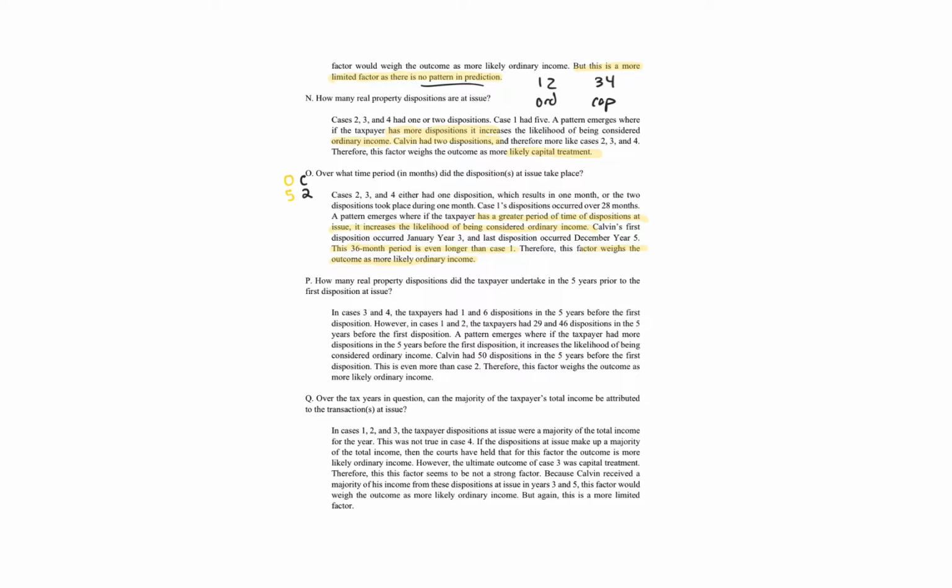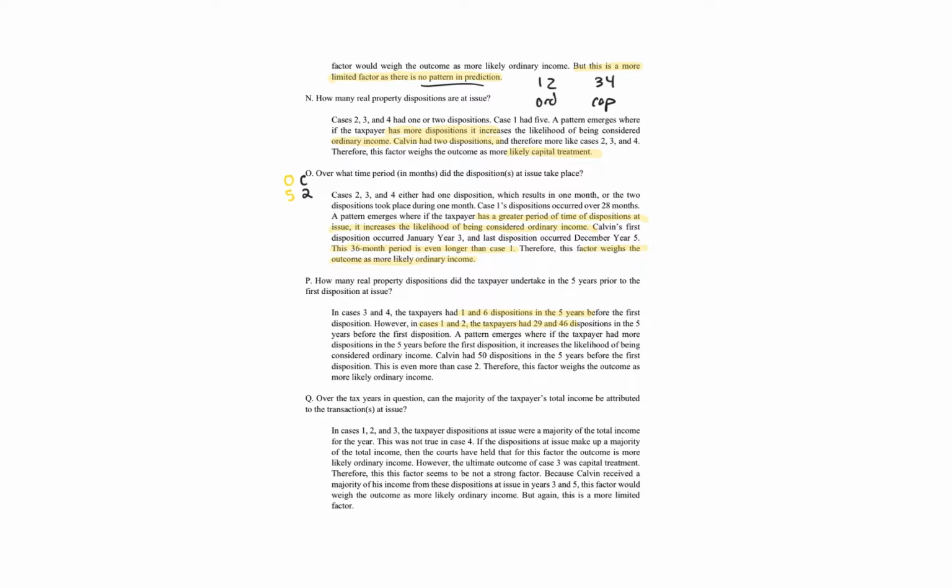Let's see. So let's go to P. How many real property dispositions did the taxpayer undertake in the 5 years prior to the first disposition at issue? So in cases 3 and 4, capital treatment, the taxpayers had 1 and 6 dispositions at issue in the 5 years before the first disposition. However, in cases 1 and 2, the taxpayers had 29 and 46. Woo! What a huge difference.